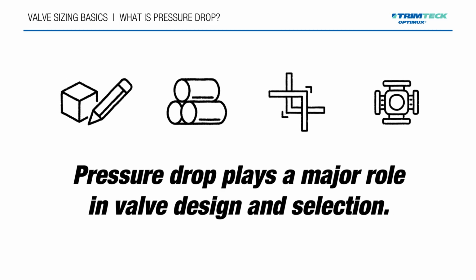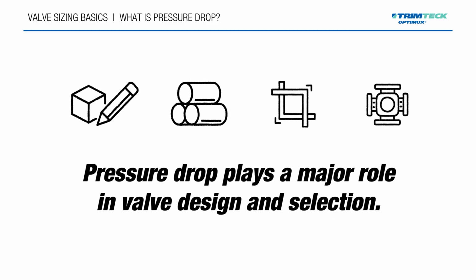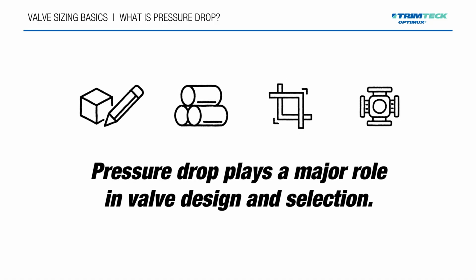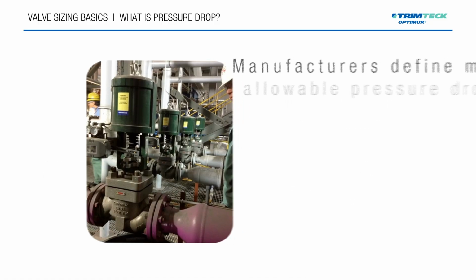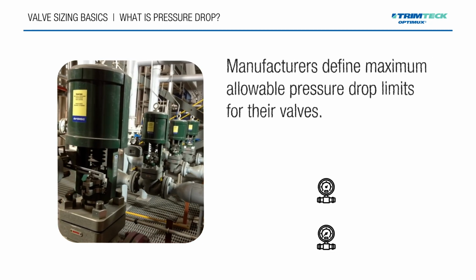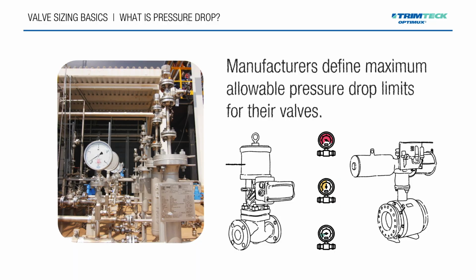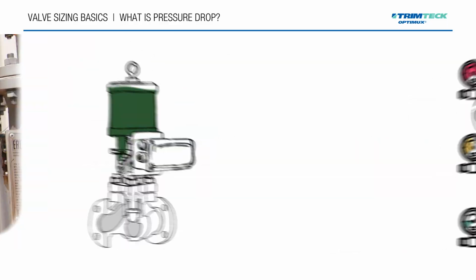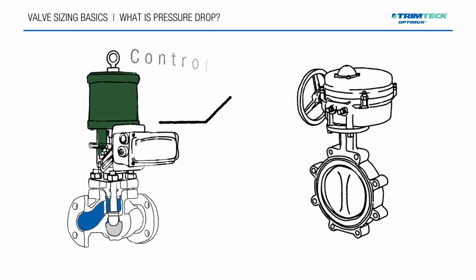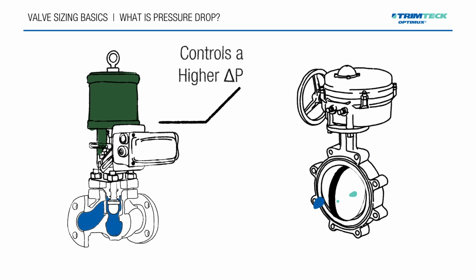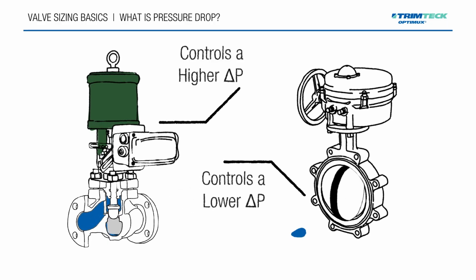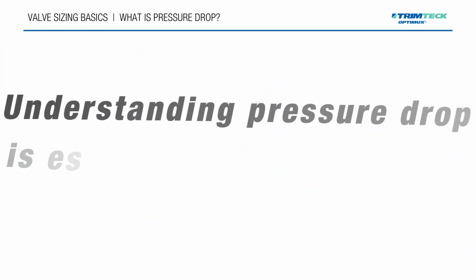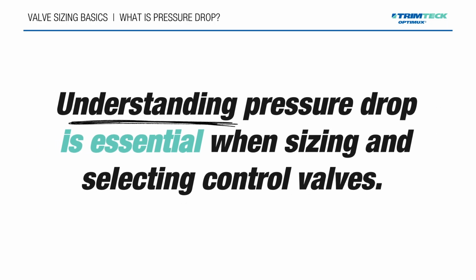Pressure drop also plays a major role in valve design and selection. Higher pressure drops may require specialized valve designs, trim configurations, and materials. Manufacturers define maximum allowable pressure drop limits for their valves. These limits indicate how much pressure drop a valve can handle while still operating reliably. For example, globe control valves often handle higher pressure drops due to their robust internal construction. Some rotary valves, on the other hand, may have lower limits, because high-velocity flow can place significant stress on the disc or ball segment. Understanding pressure drop is essential when sizing and selecting control valves.